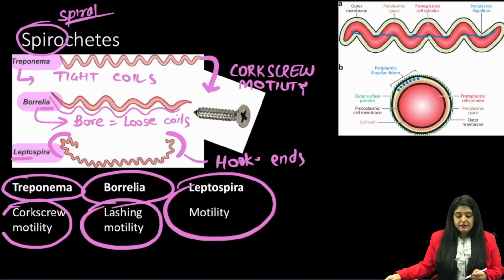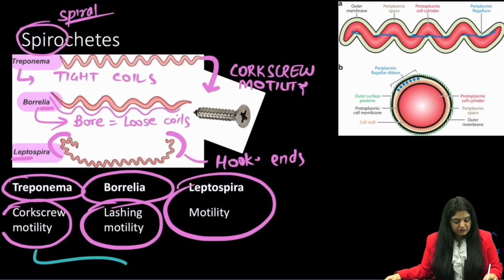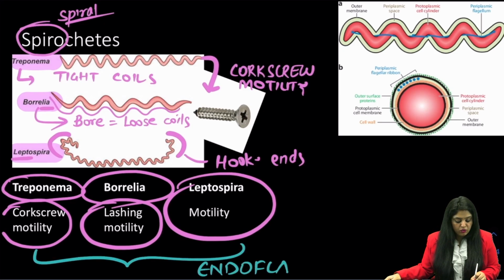But you know what? Why are they motile? You'll say, ma'am, this is a basic question. Motile means flagella. Why are you asking us that? Because they don't have a flagella. They have something known as an endoflagella. That is why I'm asking you this question.